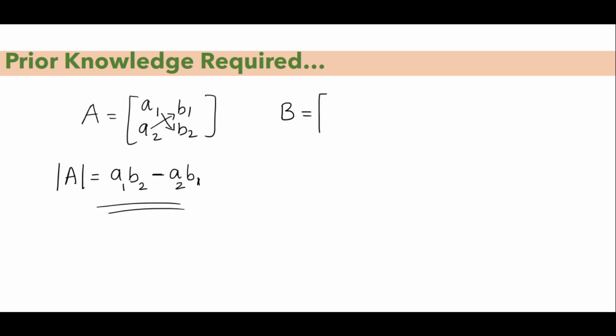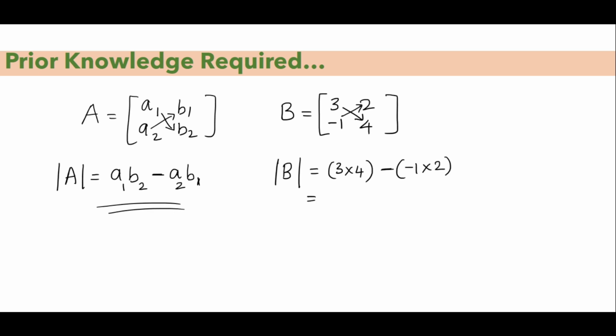Let a matrix B be 3, 2, negative 1 and 4. So the determinant of B is going to be 3 times 4 minus negative 1 times 2. So the answer is going to be 12 minus negative 2 here, which is going to be 14. Now let's see how to find the determinant of a 3 by 3 matrix.